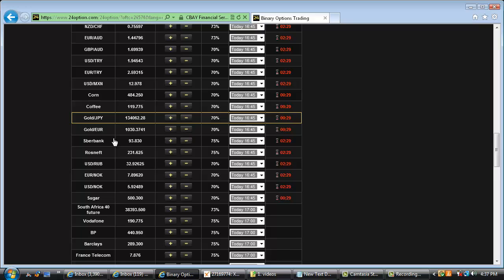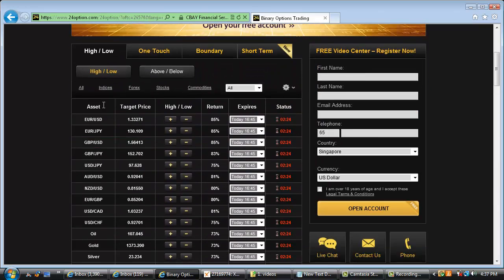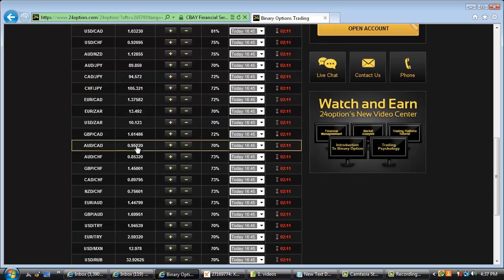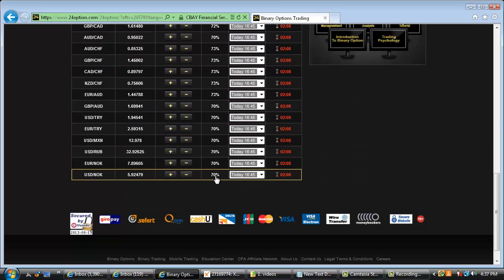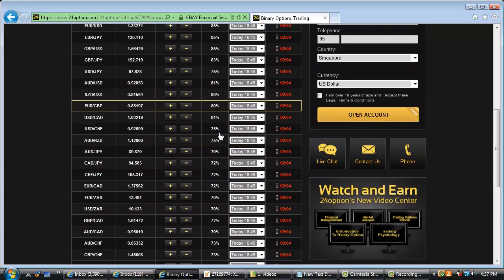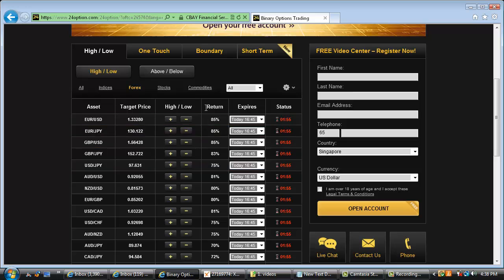Okay, as you can see, there are many assets here, but all these are a mix of the four. And this is forex, stocks, and commodities. Let's just look at forex. Look, at least 70% and above. So I'm not bluffing you here. At least 70% all the way to 85 on a normal account. That's what I use to calculate the returns, return on investment.